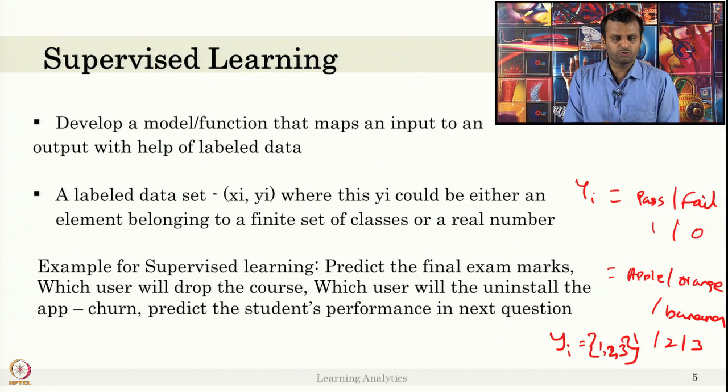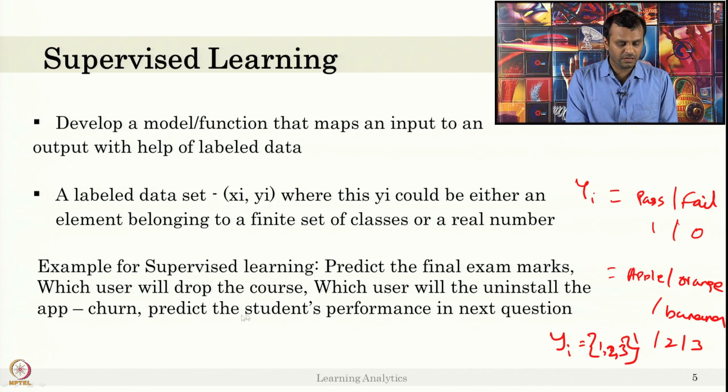Examples of supervised algorithms: we can predict students' final exam scores based on the interactions in the class, in the environment. Or we can predict in a MOOC which user will drop the course in 5 weeks or 6 weeks. The dropping will be binary classification, saying that he will drop or not drop. Or which user will uninstall the app, that is churn rate. Suppose you are creating an education mobile app and we want to know which user will uninstall that app and when. Can we predict it based on their interaction with the app? Then you are predicting whether uninstall or install, churn rate, that can again be a 0 or 1 binary classification problem.